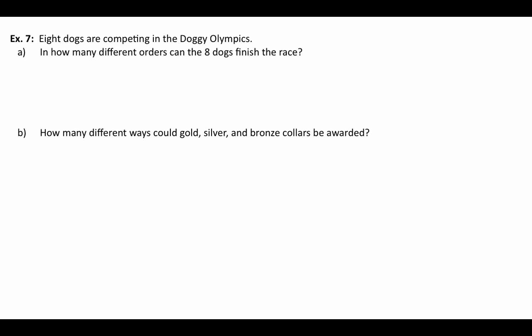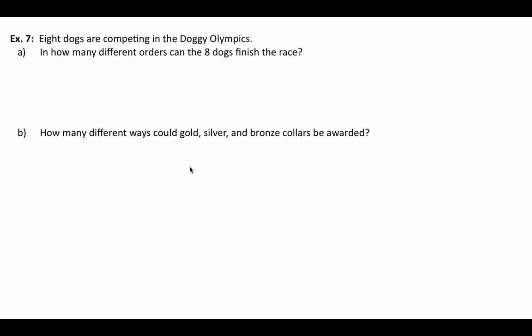8 dogs are competing in the Doggy Olympics. This is a special event that comes around every 8 years, okay? So, in how many different orders could those 8 dogs finish this important race? Okay, well, since there are 8 dogs, there's only 8 dogs selected from all across the world.